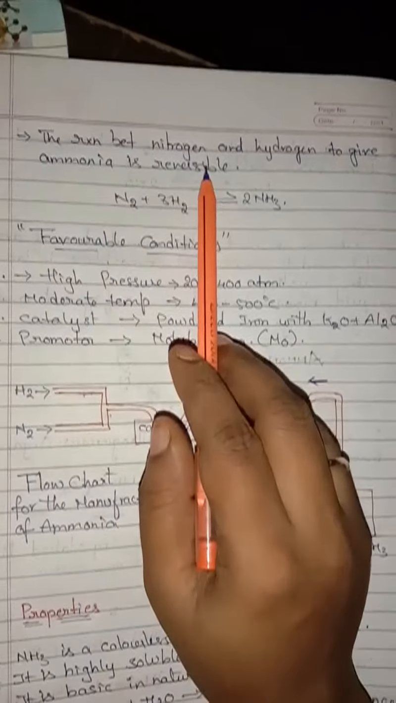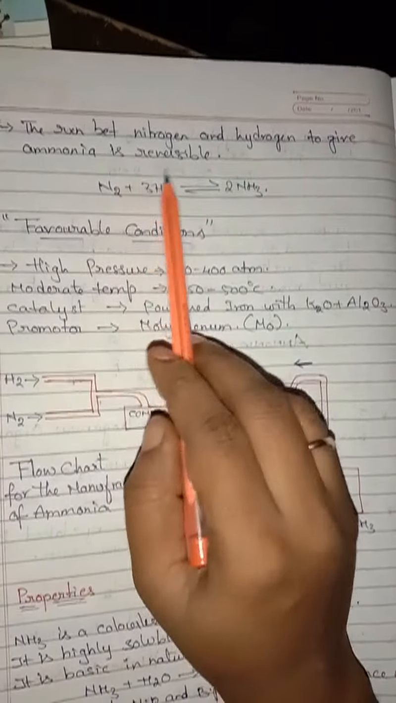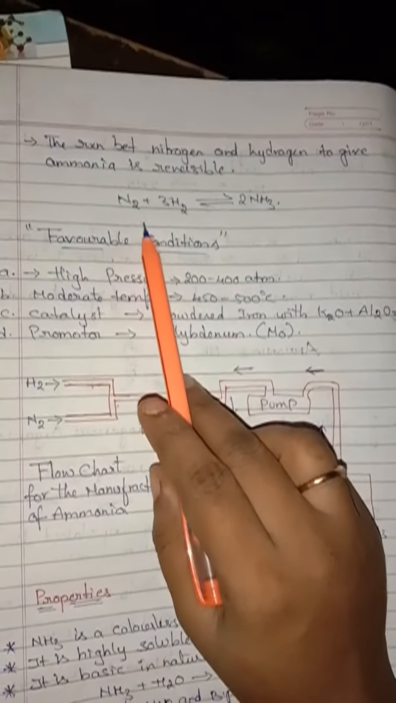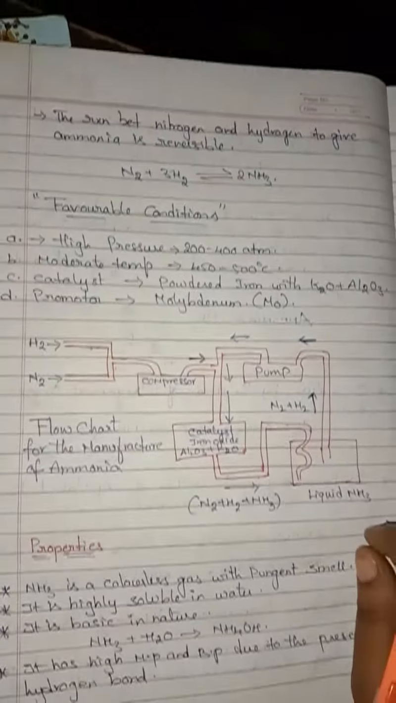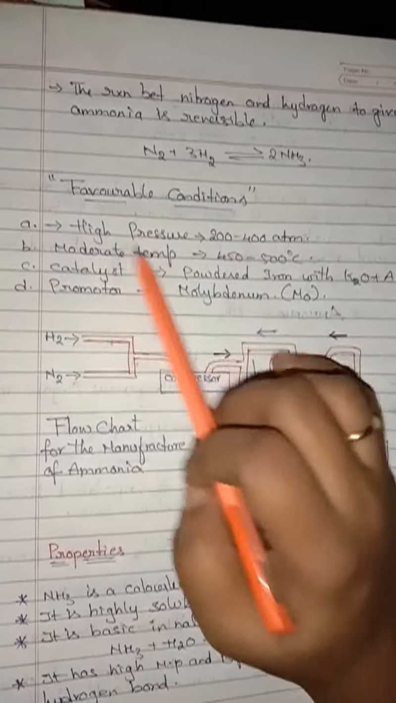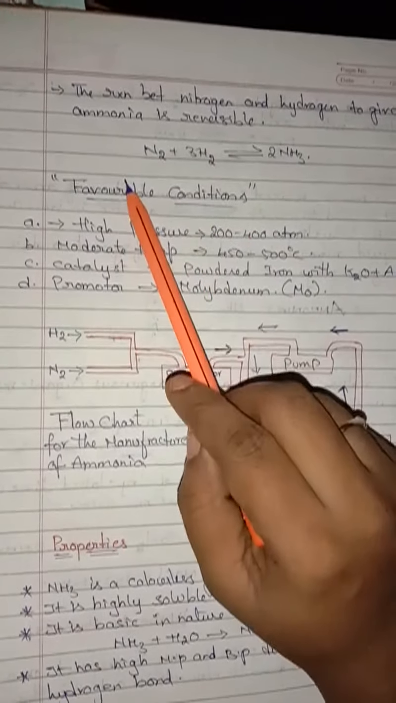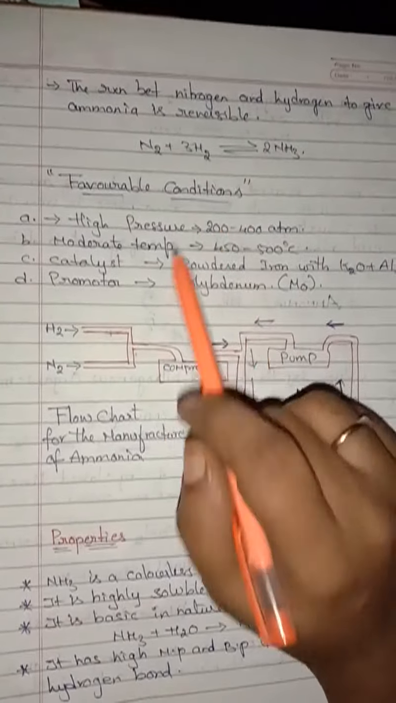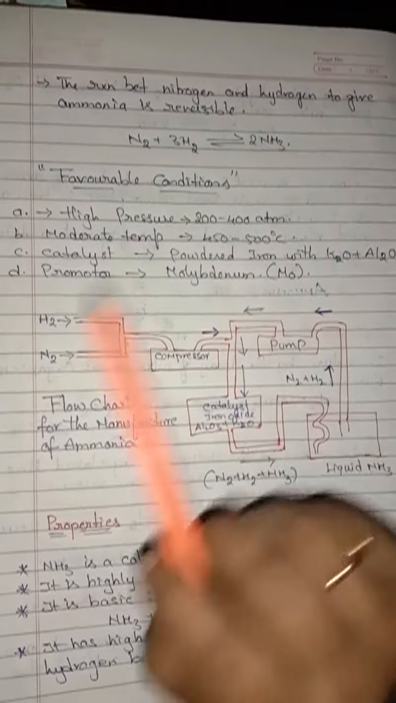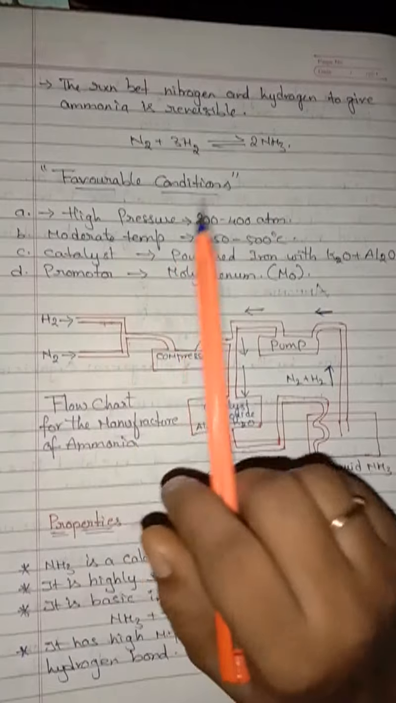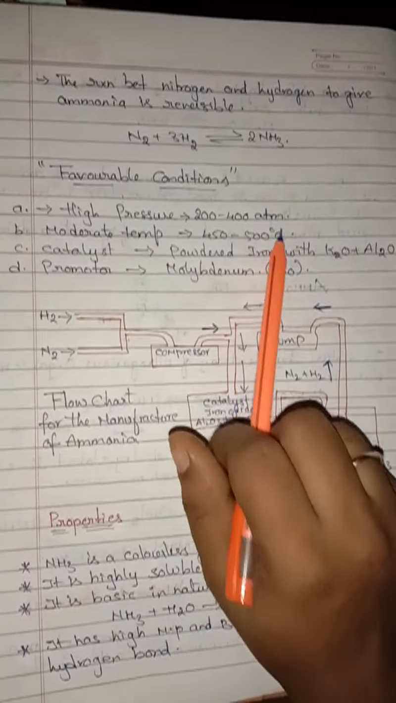Understand, children? The reaction between nitrogen and hydrogen to give ammonia is reversible. That means it can come back to its elemental form. So before it comes back to its elemental form, we have to take that liquid ammonia. Understand? So what are the favorable conditions to prepare this ammonia? The pressure should be high, that is 200 to 400 atmospheric pressure, and the temperature should be moderate, that is 450 to 500 degrees centigrade.